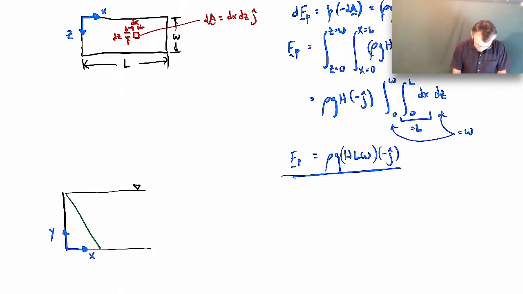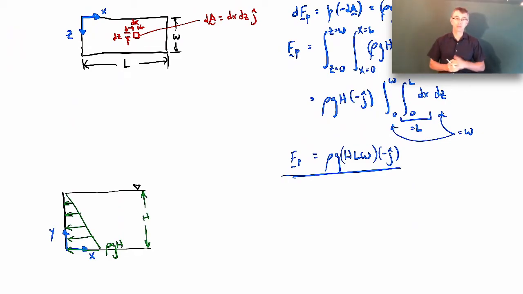The pressure profile is going to look something like this. Remember, the pressure increases linearly with depth. The pressure at the very bottom of the tank is rho g h. Remember, this distance is h. The pressure increases linearly with depth for this incompressible fluid, and so the pressure at the bottom is rho g h.